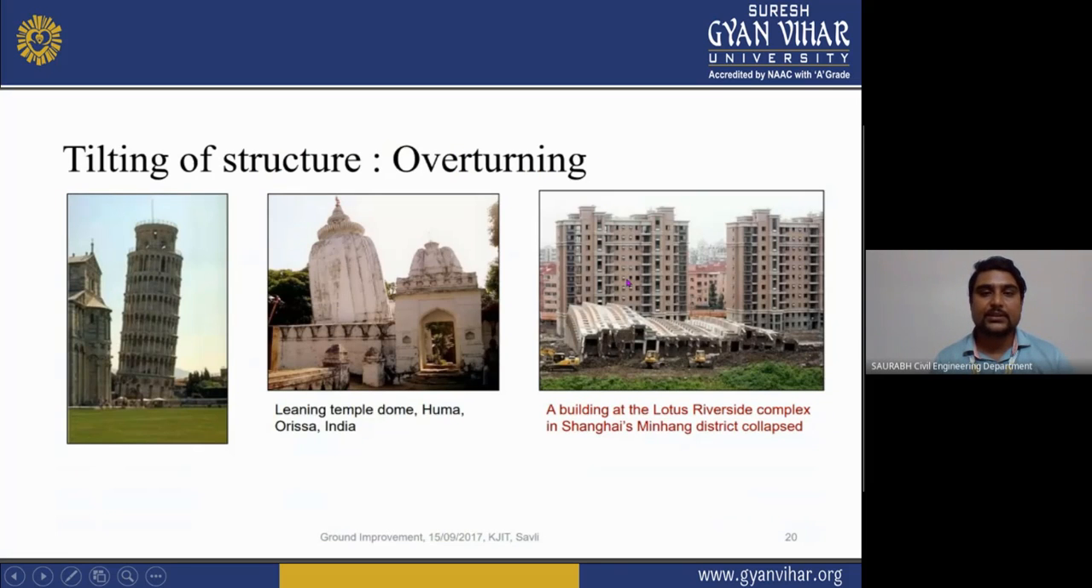As you can see here, there are some structures with tilting and overturning. One is a leaning temple. This is the Pisa tower, as we all know, and it is tilted because of the soil under the ground. Here is the leaning of a temple dome in Orissa, India. This is the temple, and here a building of the Lotus Riverside Complex in Shanghai, Minhang district, collapsed. This apartment building collapsed due to the soil.